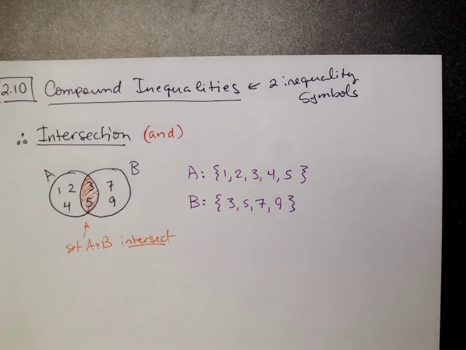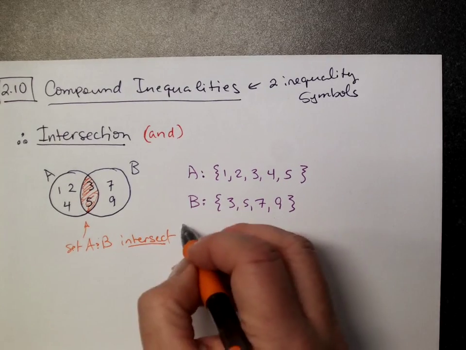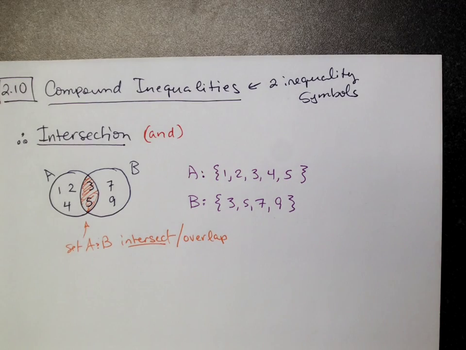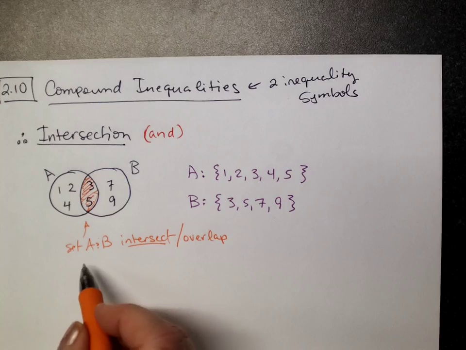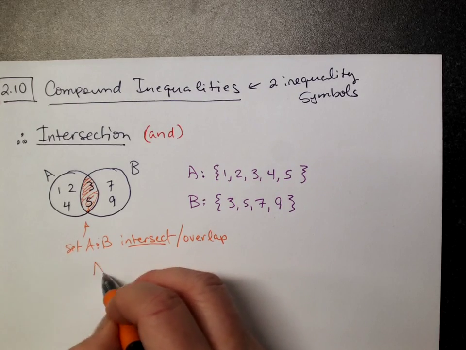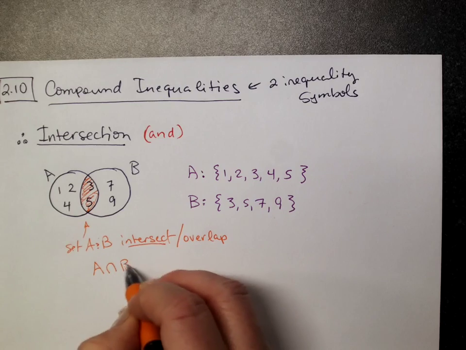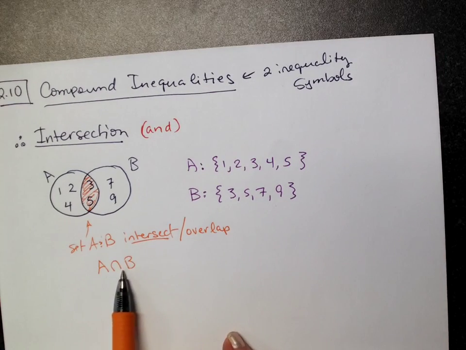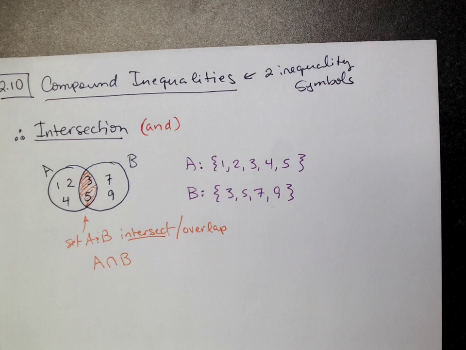Hence an intersection, also often referred to as their overlap. Now the way we write that in math symbology is A intersects B. It's like an upside down U, no stem on the U, just the cup part. And that means A intersect B.